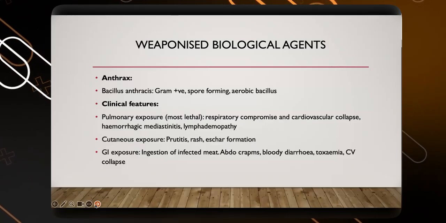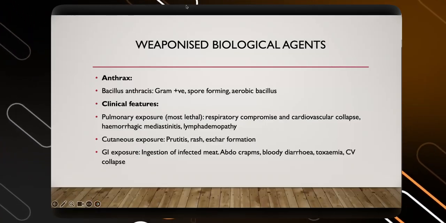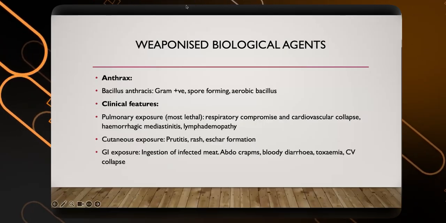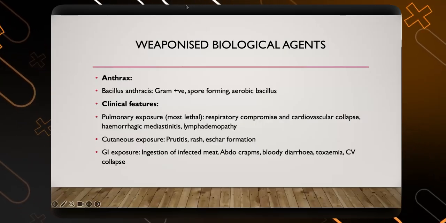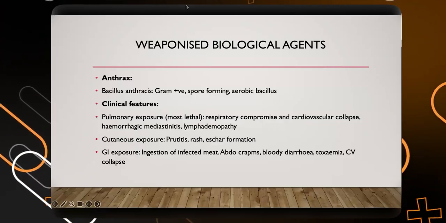Cutaneous exposure leads to pruritus, rash, and eschar formation. And GI exposure happens because of ingestion of infected meat. It leads to abdominal cramps, bloody diarrhea, toxemia, and cardiovascular collapse.